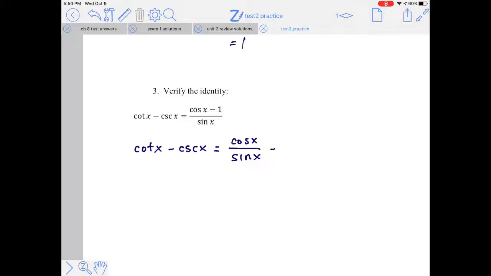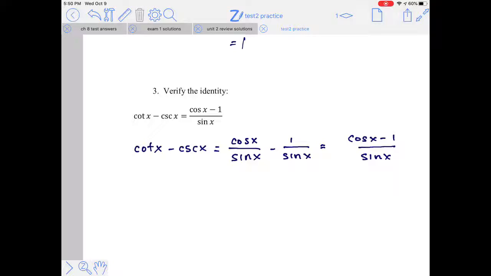And then change cosecant using the reciprocal identity. And then since I already have the same denominator, cosine x minus 1 over sine of x. Cool.